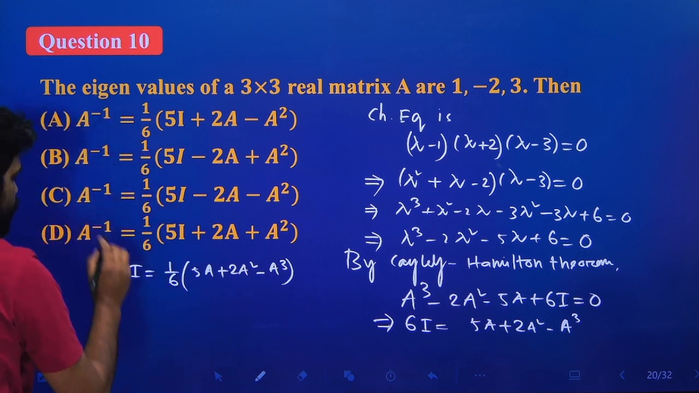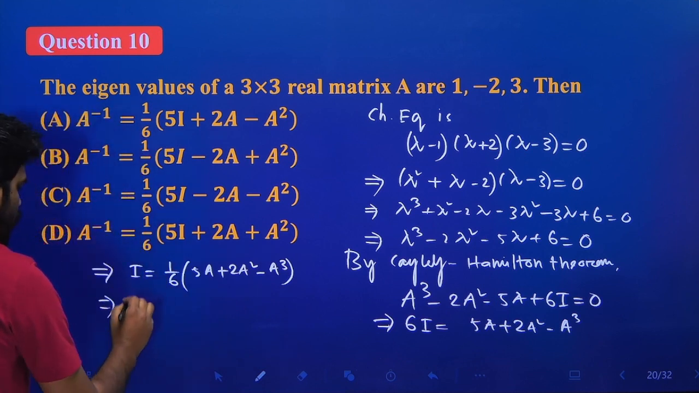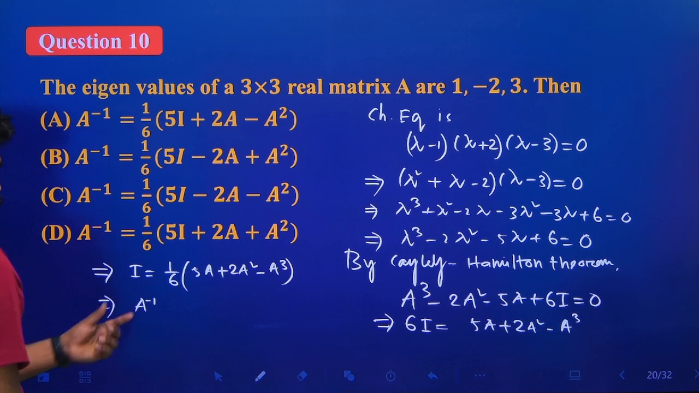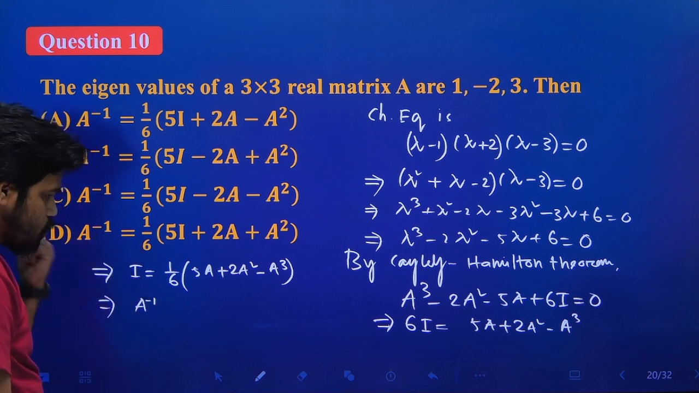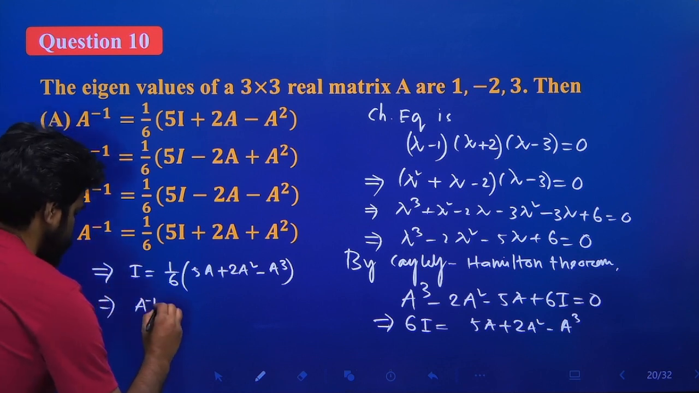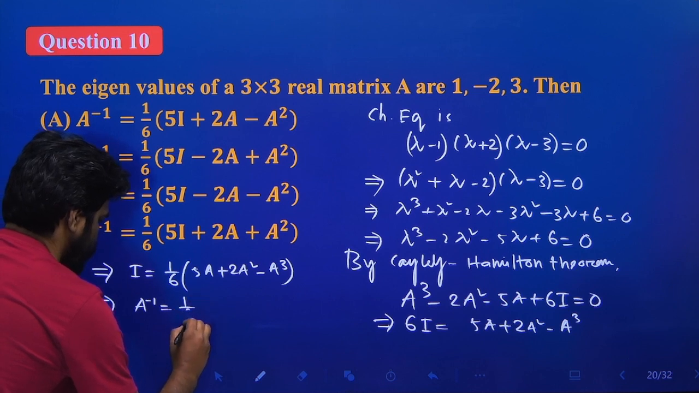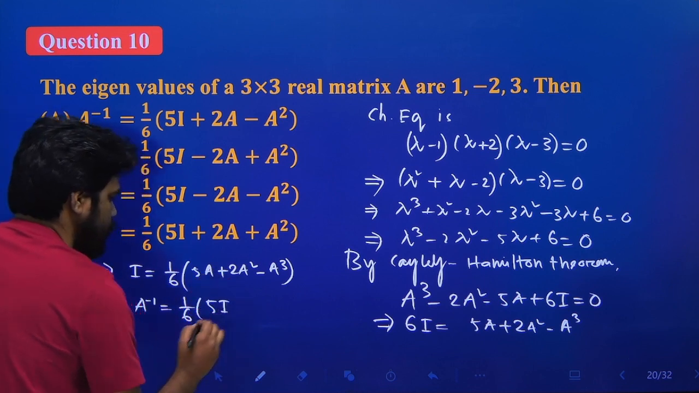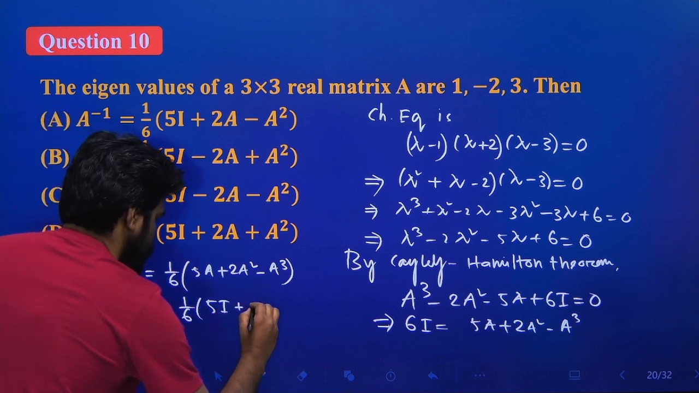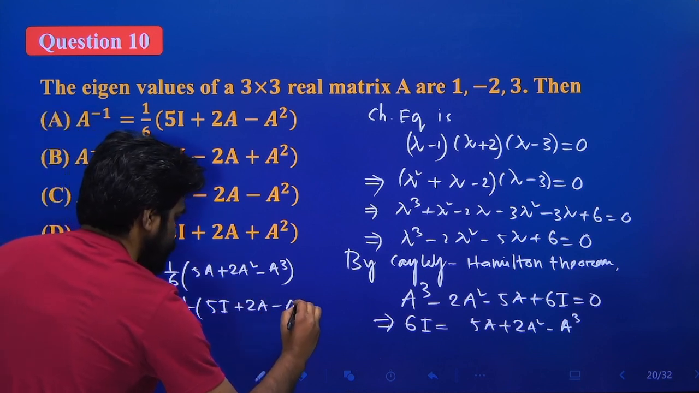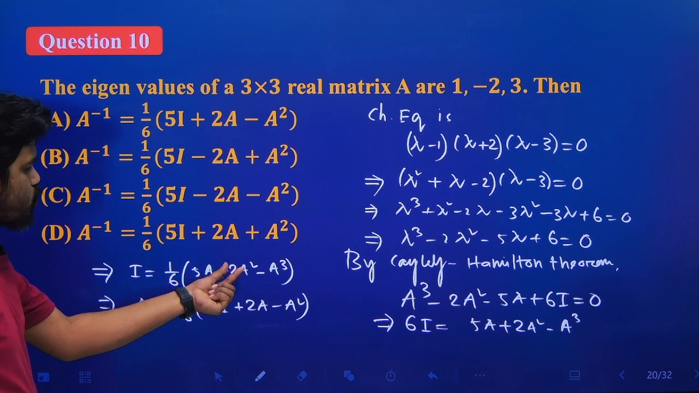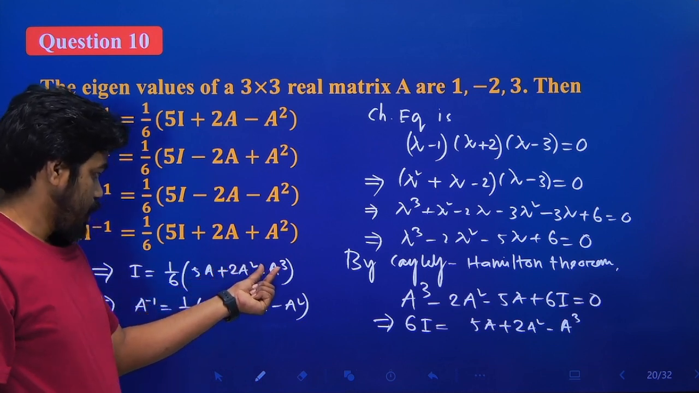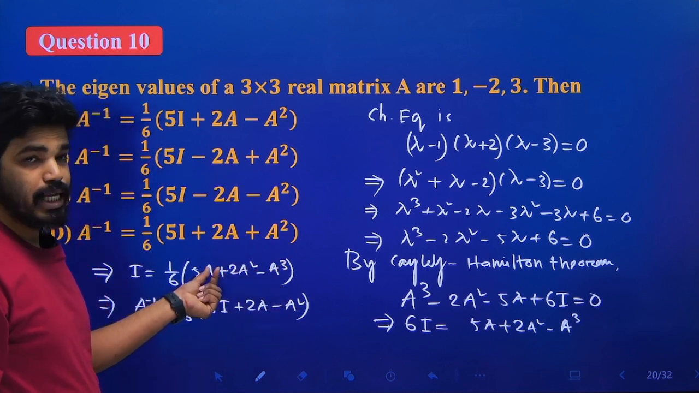Left hand side, multiply by A inverse. So I into A inverse: any matrix multiplied by the identity matrix remains the same. So I into A inverse means A inverse, 1/6, 5 into A inverse, that is I, plus 2A minus A square. A inverse multiplied by A square gives A, A inverse into A cube gives A square, and A into A inverse is I.